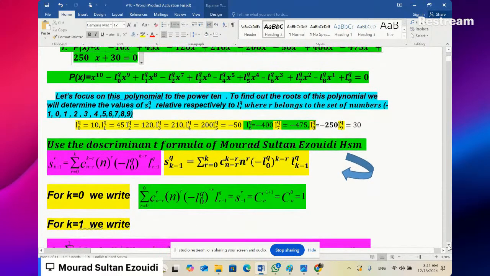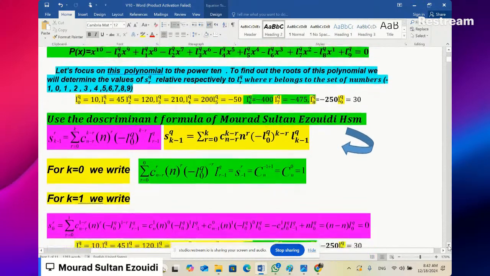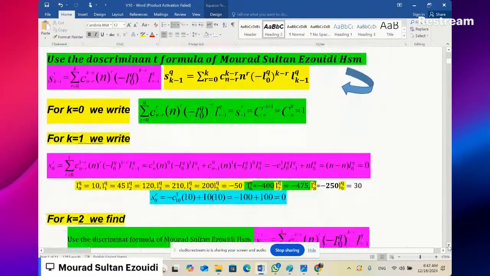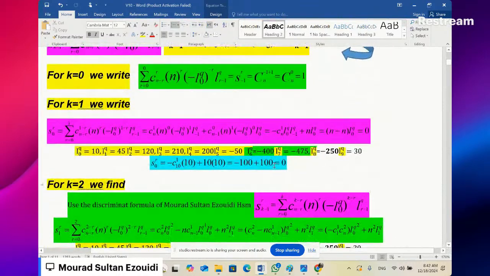I should put k equal to 1 in the discriminant formula, and we will get that, in fact, S0 is equal to n minus n times L0 of q squared, which is always 0, because it is the sum of the roots of the new 10th degree equation that is obtained or derived from the original 10th degree equation. Okay, let's go step by step.